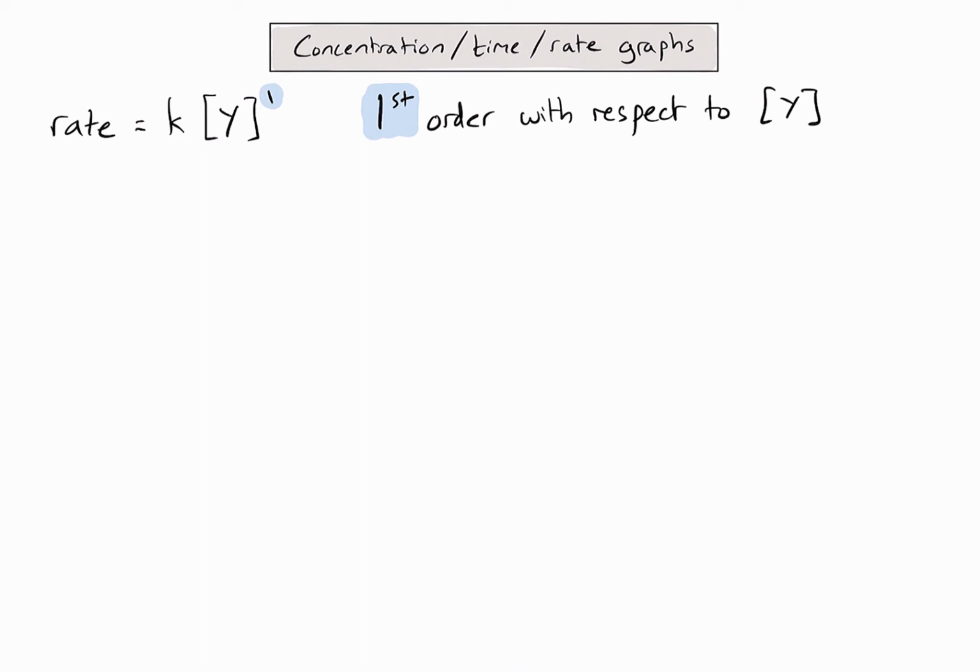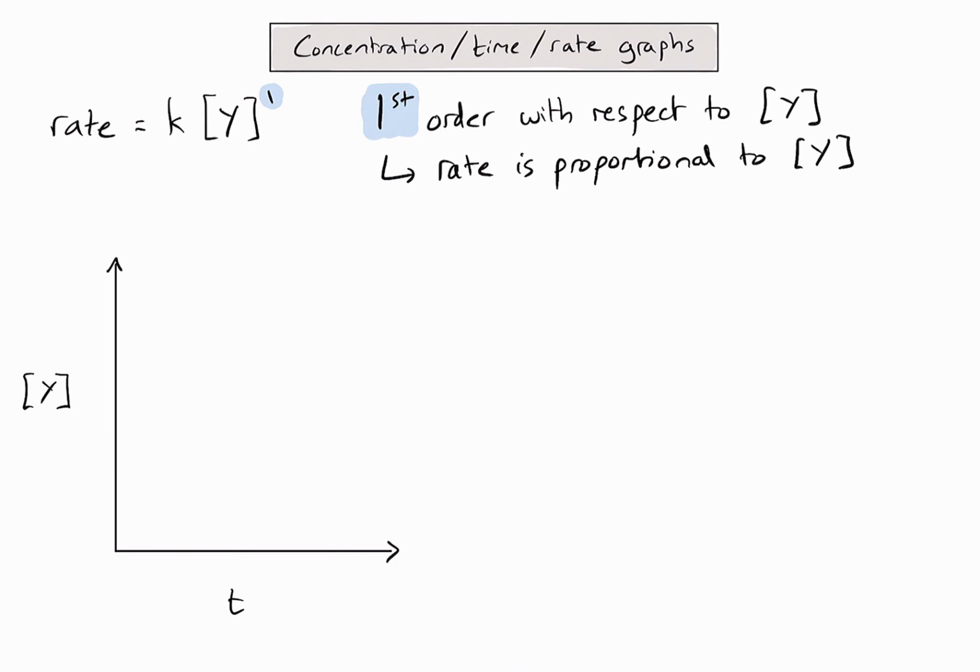So if the concentration of Y increases, rate will increase, and if the concentration of Y decreases, the rate will decrease. Let's consider then what a time versus concentration graph might look like. As with the first example, we know that the concentration of Y is going to decrease because it is a reactant in my reaction. But in this case, because it is first order, as the concentration of Y decreases, the rate is also going to decrease.